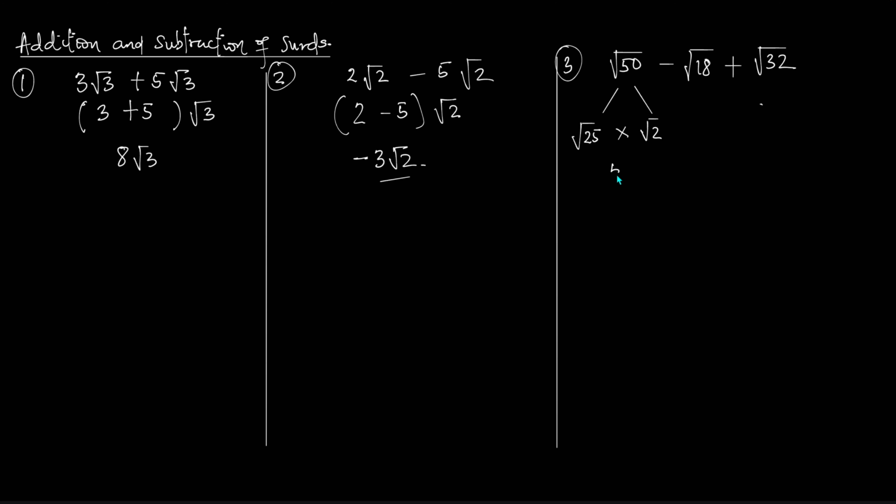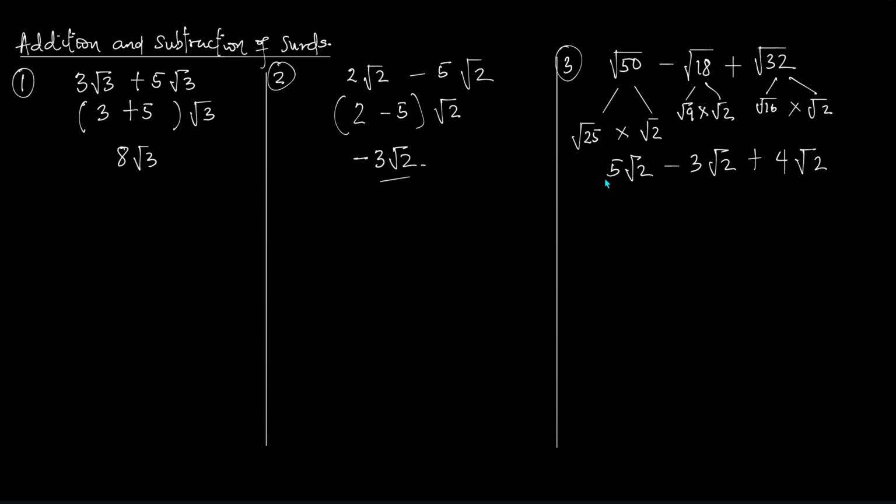So this is 5 and the square root of 2. And for 18, we break that down to the square root of 9 and the square root of 2. So this gives 3, there's a minus here, then root 2. And this is the square root of 16 multiplied by the square root of 2. So this is plus 4 and the square root of 2.